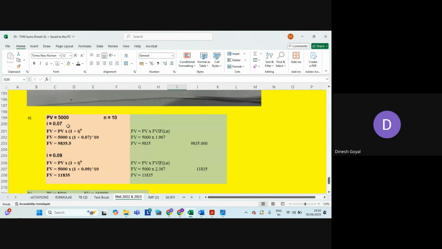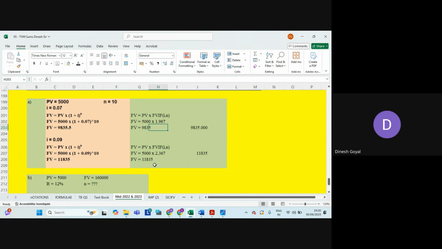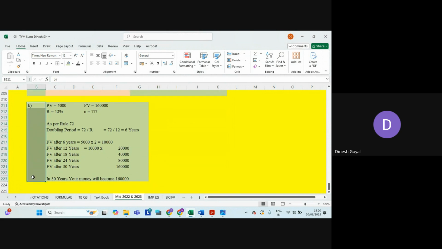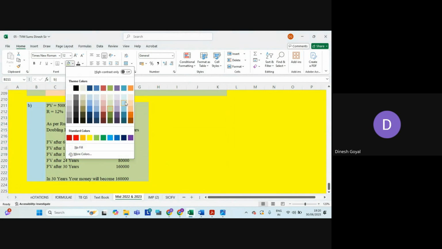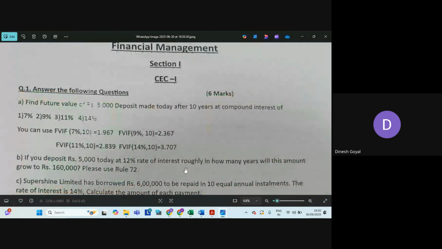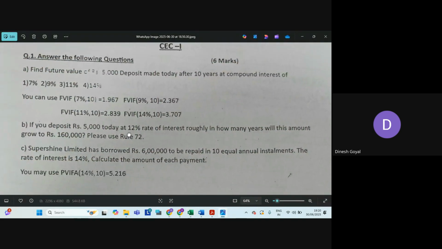Okay, this sum we have already discussed. अब हम लोग आ जाते हैं नेक्स्ट सम पे, ठीक है? So see the third question also. You can first see what they have asked. Supershine Limited has borrowed rupees 6 lakh to be repaid in 10 equal annual installments. The rate of interest is 14%.